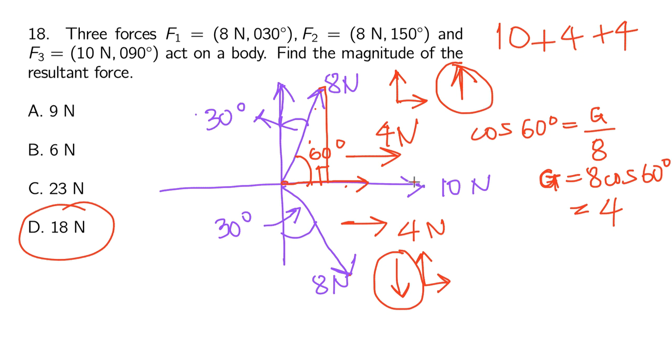Now, this is not the only way of doing this problem. We could do a full-scale resolution of the forces and then try to add them, and after finding them, we find the magnitude of the resultant. But that's going to be a lot more work, and this is more straightforward. So the key points you have to know here are how to resolve forces and how to recognize when you have symmetry.